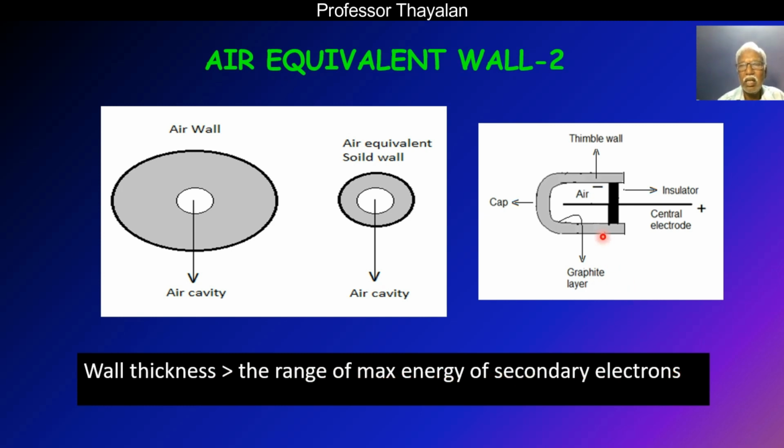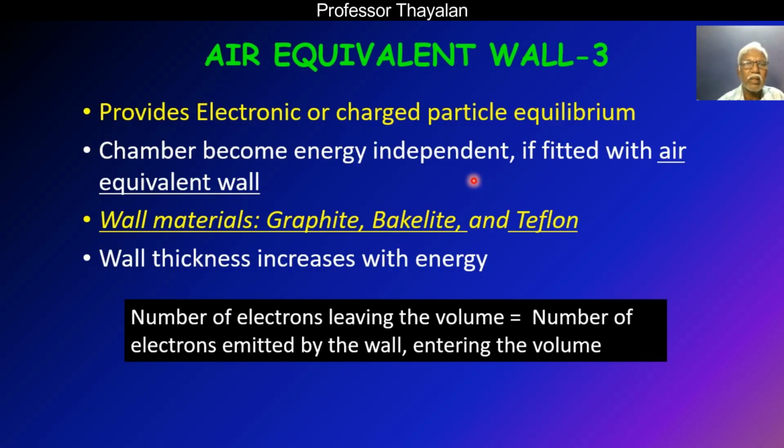That means we should not allow the electron to escape from the active volume, for which this is the condition to be satisfied. The wall thickness should be greater than the range of maximum energy of the secondary electron. Once we have an air equivalent wall, what we can achieve is electronic or charged particle equilibrium.